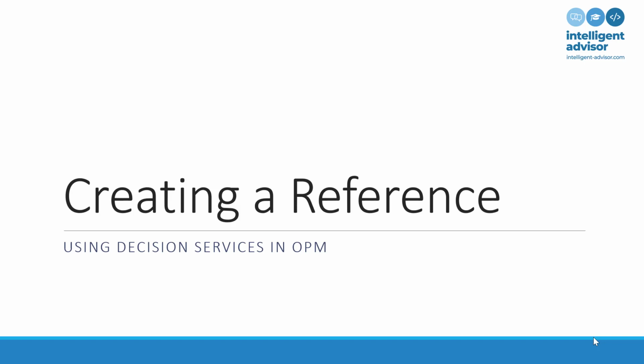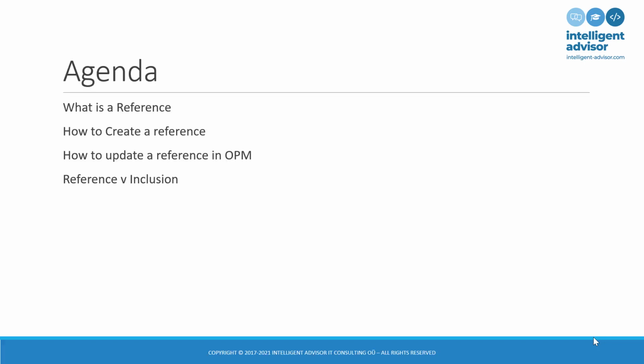This chapter introduces a fundamental benefit of decision services, the ability to create a reference to the service inside Oracle Policy Modeling. Let's take a look at the agenda. We're going to describe to you in detail what a reference is, show you how to create it, how to update it, and we're going to compare references to inclusions. At the end of the presentation, we'll see a demonstration of how to create and update a reference in Oracle Policy Modeling.